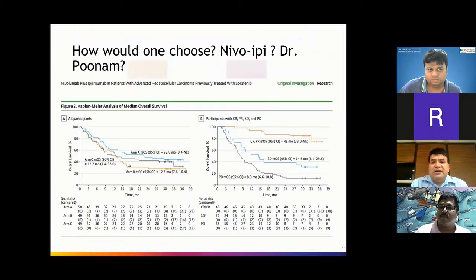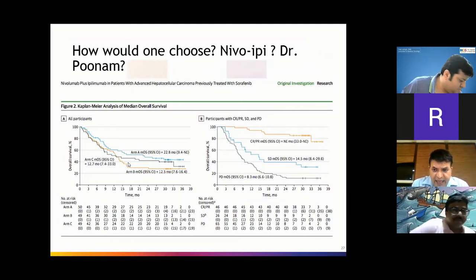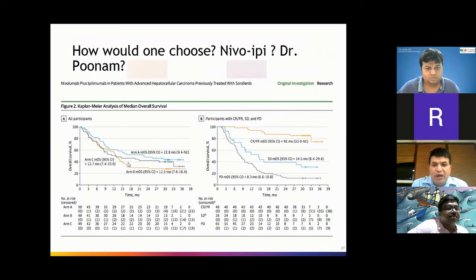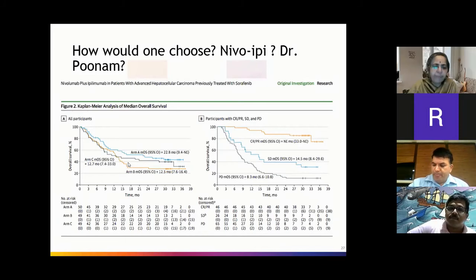Dr. Poonam, this is the data on Nivo-ipi. I'm jumping the gun because we have little time. If you see the median overall survival in patients who have CR or PR, you see the graph in yellow on the right-hand side. This is amazing. In a third line setting, once the patient has exhausted first and second line, would you be interested in trying this? This also is approved by the NCCN panel as 2A, 2B. Yeah, Dr. Poonam, I would be tempted to use it if the patient is in good general condition and can afford it. Because the data is unprecedented.